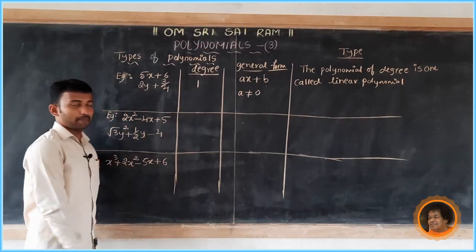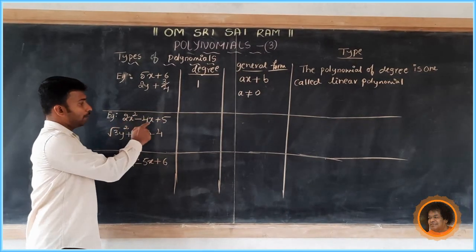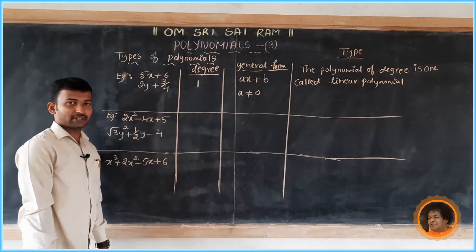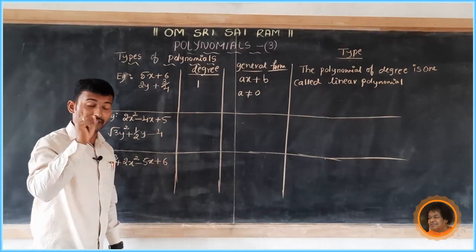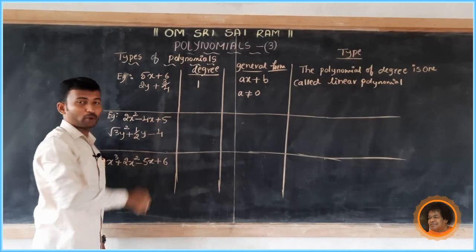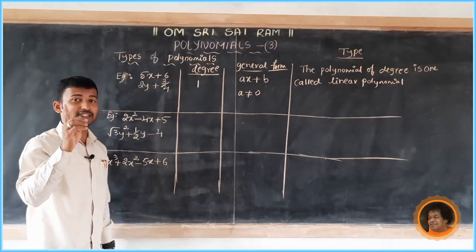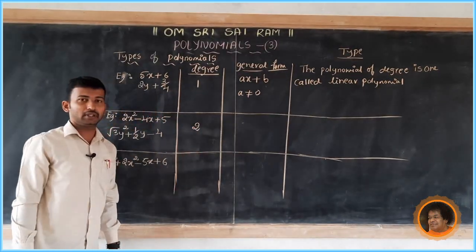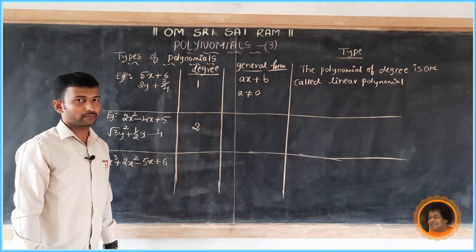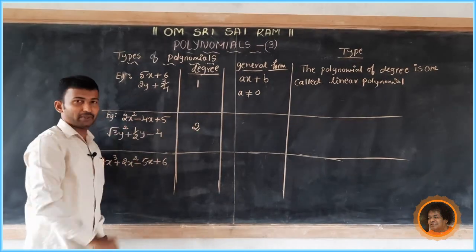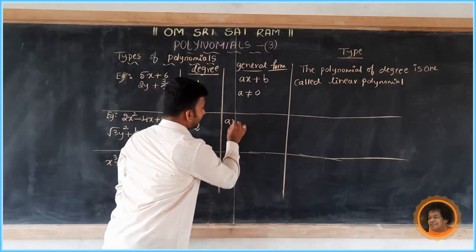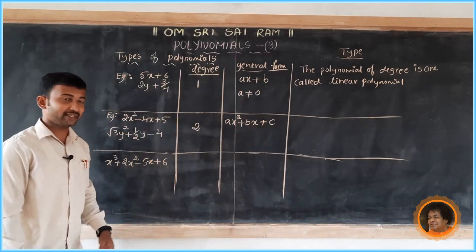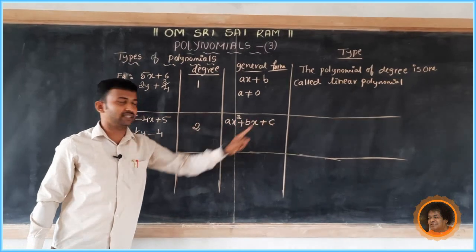Next, second example, 2x square minus 4x plus 5. There are 3 terms and the polynomial in variable 1. What is the degree of this polynomial? Degree is the highest power of the variable in the polynomial. Degree is 2. We can write this example in the form ax square plus bx plus c. Right? ax square plus bx plus c.